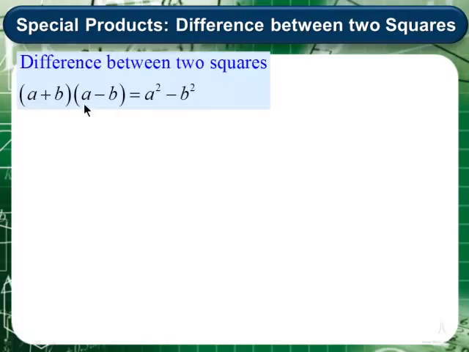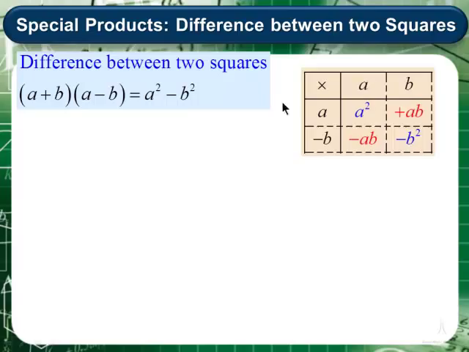The second very important special product that we'll consider is the difference between two squares. Now in such a case we have the product of two binomials where the only difference between the two binomials is the sign between the terms, as you can see. In such a case the expansion is much simpler than before. It is only the difference between the square of the first term and the square of the second term in each of those binomials. Now where does this come from?